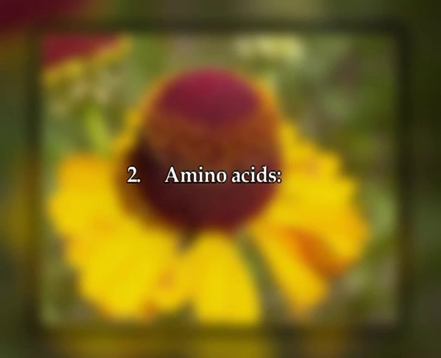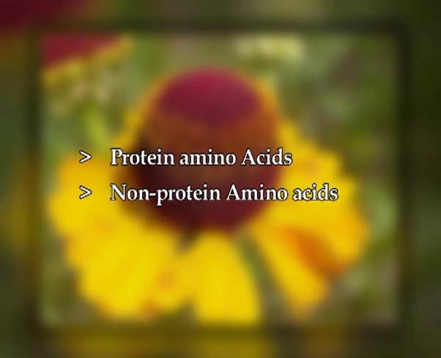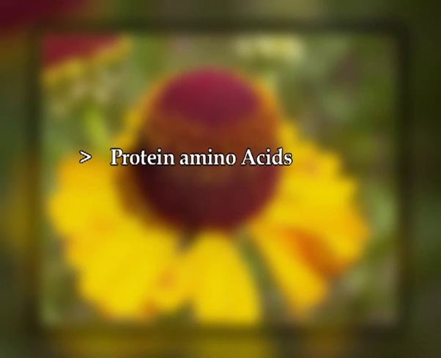Amino acids. There are 2 groups of amino acids present in the plant cells. They are, first, protein amino acids, second, non-protein amino acids. Now, we will discuss them one by one. Number first, protein amino acids. They are the building blocks of the proteins and are released on hydrolysis of proteins.